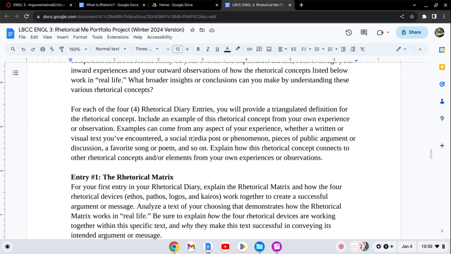Examples can come from any aspect of your experience, whether a written or visual text you've encountered, a social media post or phenomenon, pieces of public argument or discussion, a favorite song or poem, and so on. Explain how this rhetorical concept connects to the other rhetorical concepts and or elements from your own experiences or observations.